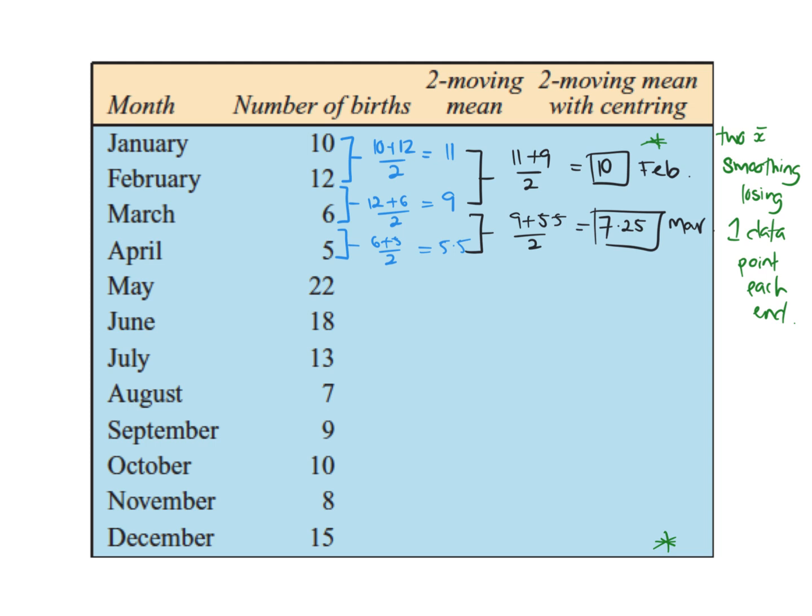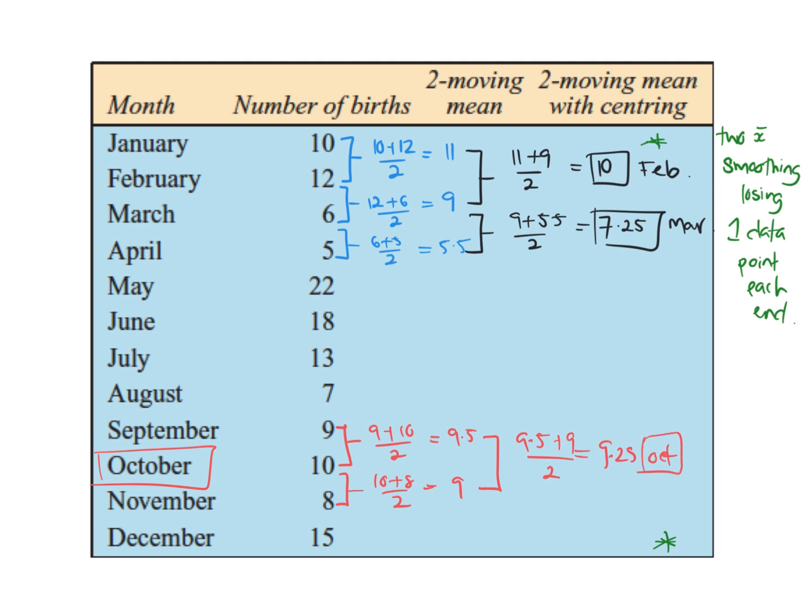But what if I say, find this 2 mean smooth value with centering for October. What you do is go 1 above it, so 9 plus 10 divided by 2, and you get 9.5, and then you take 1 below it, so 10 plus 8 divided by 2, which equals 9. Then we do the centering, which we add those two together and divide by 2, and we get an answer of 9.25. That would be for October.